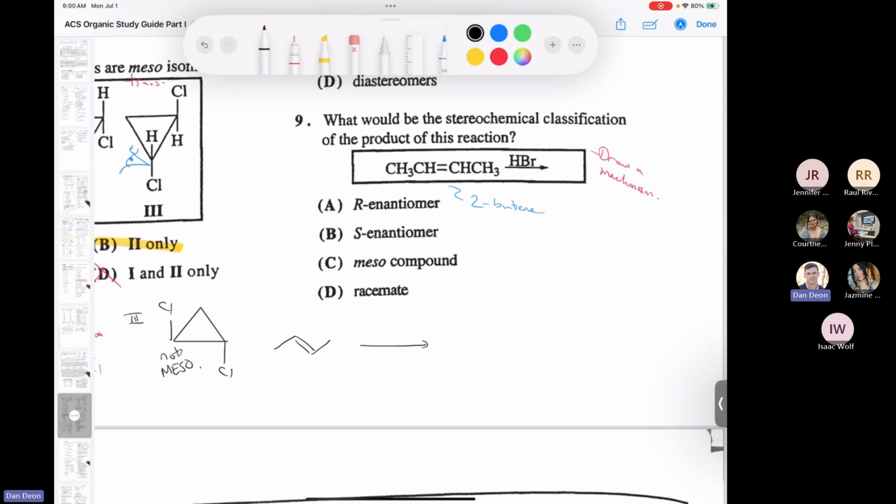It doesn't matter anyhow. If I add HBr, Markovnikov and anti-Markovnikov don't apply in this case because both carbons of the double bond have 1 hydrogen. So neither of them is anything to stress about here. Let's just draw a quick mechanism. We do our proton transfer, and then we're going to end up with this. I'll draw it the way I have it there.